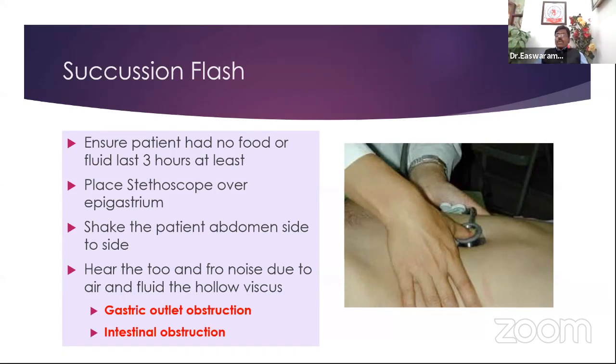Even then, in a gastric outlet obstruction, he'll have some remnant of fluid and food, isn't it? Then place a stethoscope in the epigastrium and shake the patient sideways. Then you can hear this to-and-fro noise of the air and fluid. You should have not only fluid, but air and fluid in a hollow viscus. So it is a sign of air and fluid moving to and fro in a hollow viscus.